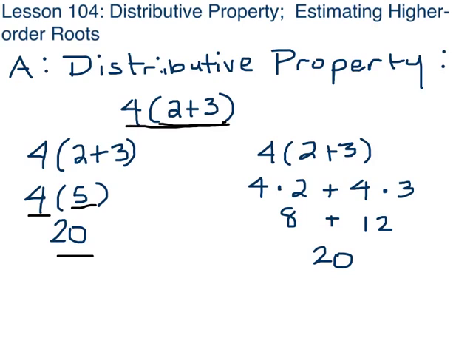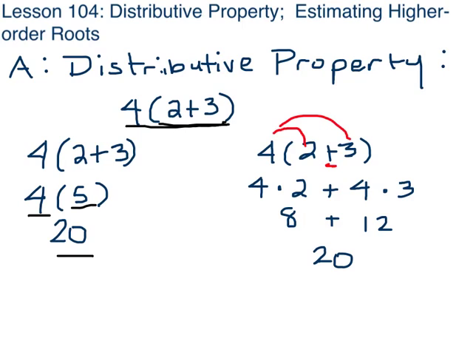Or, a new way that you're going to learn is called distributive property. And when I use distributive property, what I'm actually going to do is distribute this 4 over everything that's inside the parentheses, over the 2 and the 3. And I'm going to say 4 times 2 plus 4 times 3.